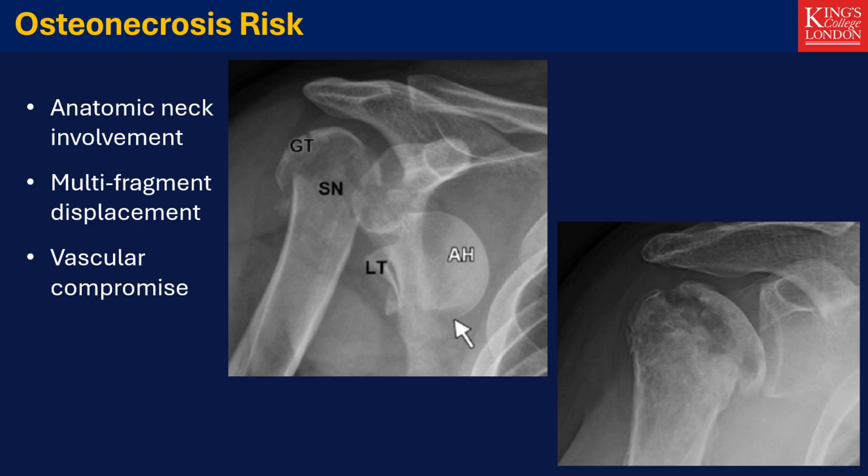1 year later, despite internal fixation, follow-up imaging demonstrates sclerosis and collapse of the humeral head, confirming the presence of avascular necrosis.